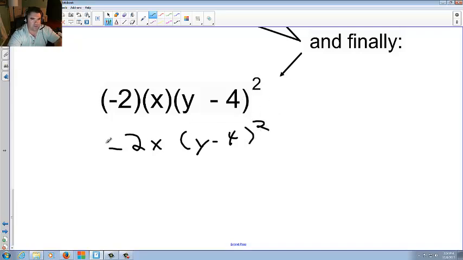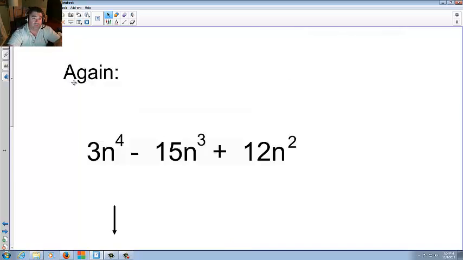Both answers are certainly correct. You'll probably run into this more often, but I would certainly take either one. This just shows me how you broke it down bit by bit, and that's fine too. Again, 3n to the 4th minus 15n cubed plus 12n squared. Let's look to see what is the same in each one.